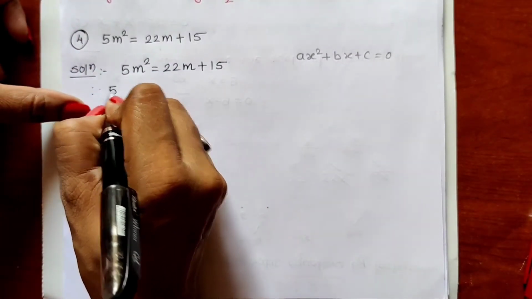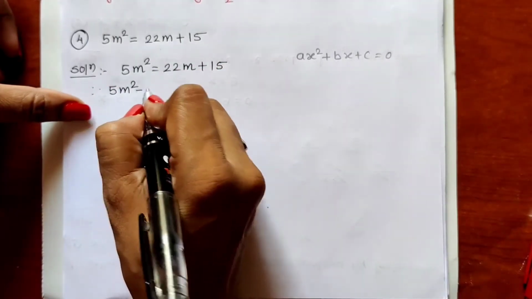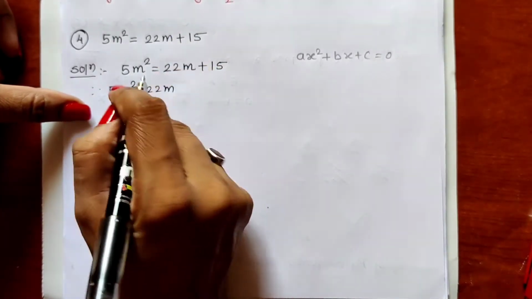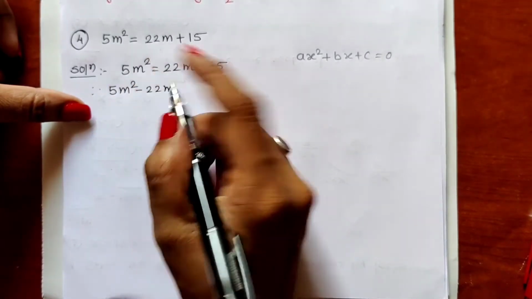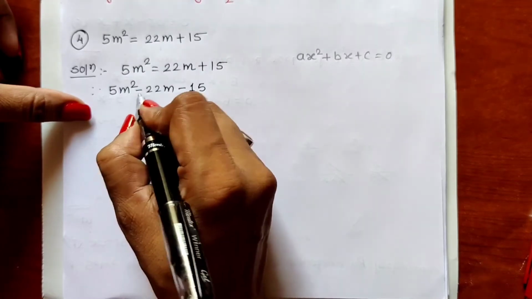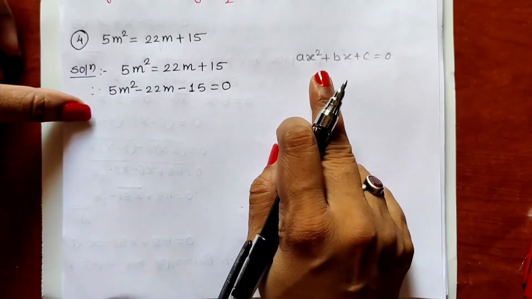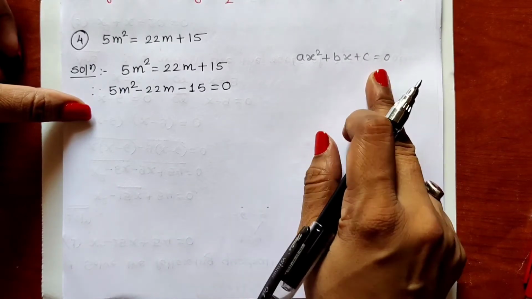So we will transfer all the terms to the left hand side first and then we will solve it. So the 5m square term is the first term, then minus 22m, plus 22 transferred becomes minus 22, plus 15 transferred becomes minus 15. So both these terms we have transferred to the left hand side. What is remaining? Equal to 0. Now it is in the format of ax square plus bx plus c is equal to 0.